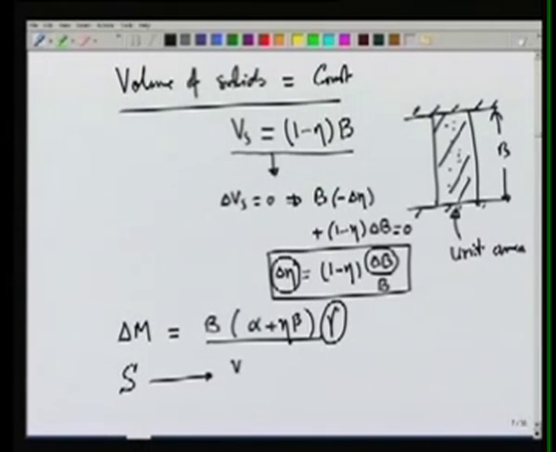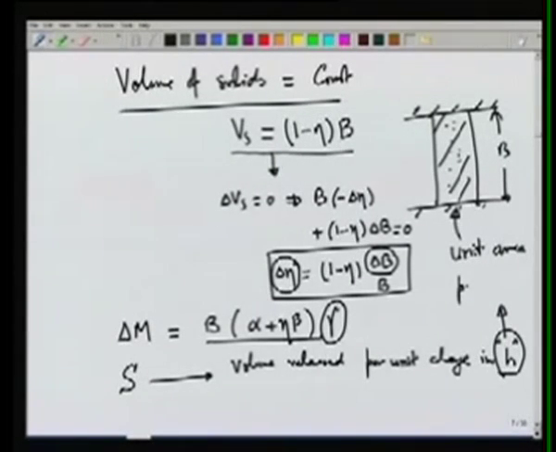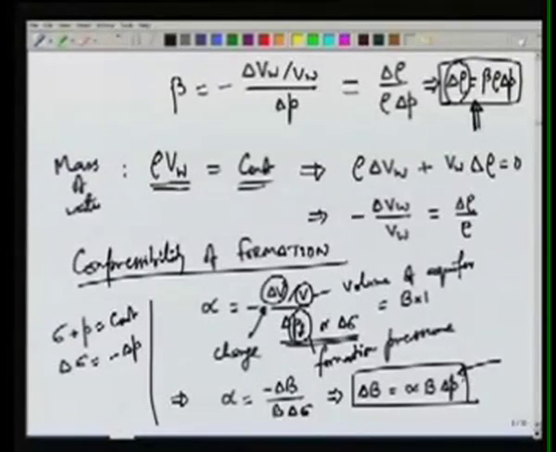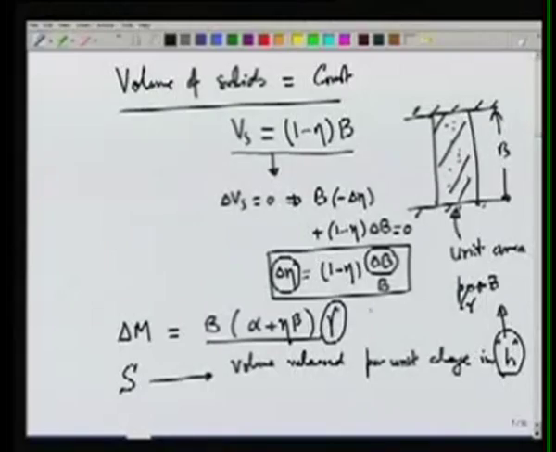which is the volume released per unit change in H. Now this H is the piezometric head, and is given by P by gamma plus Z. We have related all the changes with delta P. So delta P we can replace by gamma delta H. So we would write in terms of delta P and then write that delta P as gamma delta H, which is nothing but delta P.